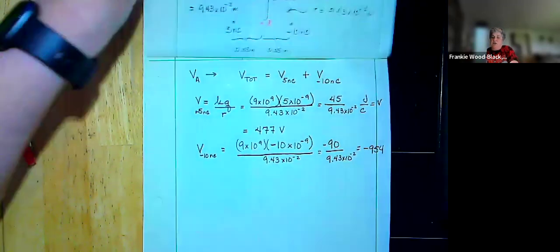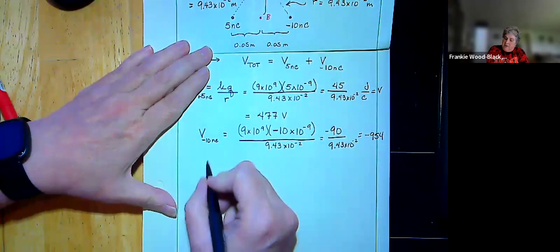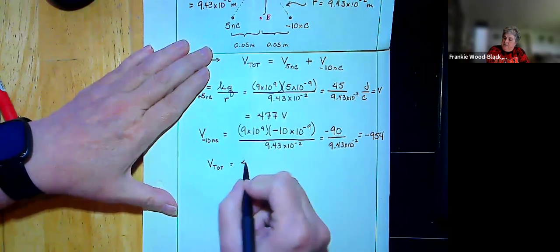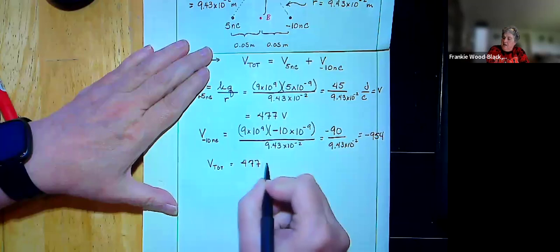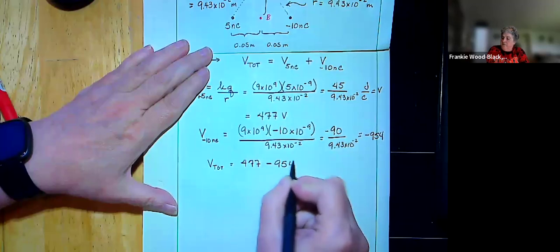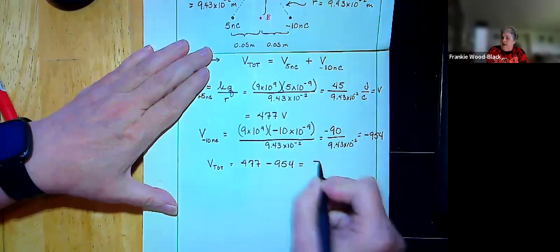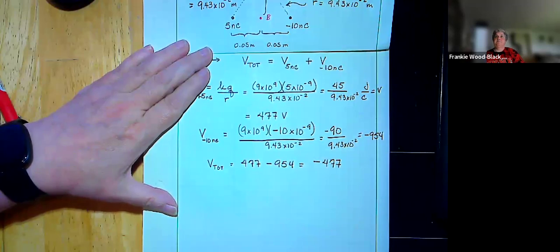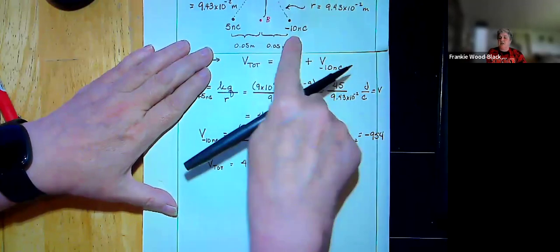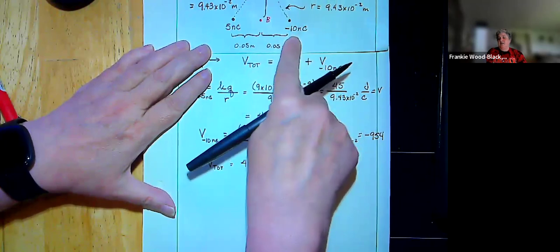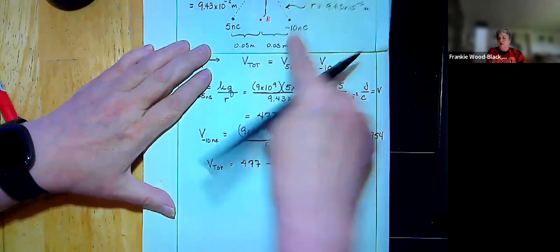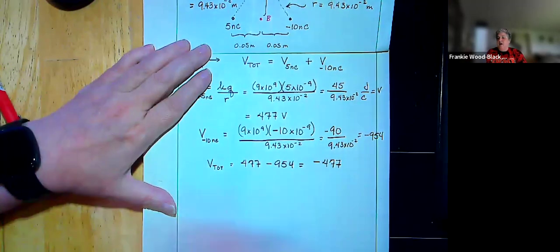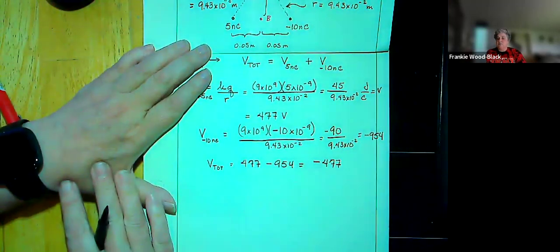So my potential at that point, I just have to add them up. So I'm going to have my positive 477. I have a negative 954, and I'm going to end up with a negative 477. And that kind of makes sense because this one has got twice the magnitude of the charge. It's going to make it negative. And so we've got a negative potential in that spot.